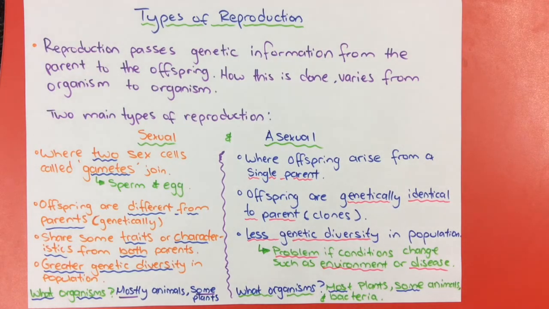Okay, let's summarize our main points here. Reproduction is designed to pass on genetic information from parent to offspring. That varies from organism to organism. The two types are sexual and asexual, where sexual reproduction produces quite different offspring, so it requires a male and a female, whereas asexual reproduction only requires one parent and the offspring are genetically identical to their parent.